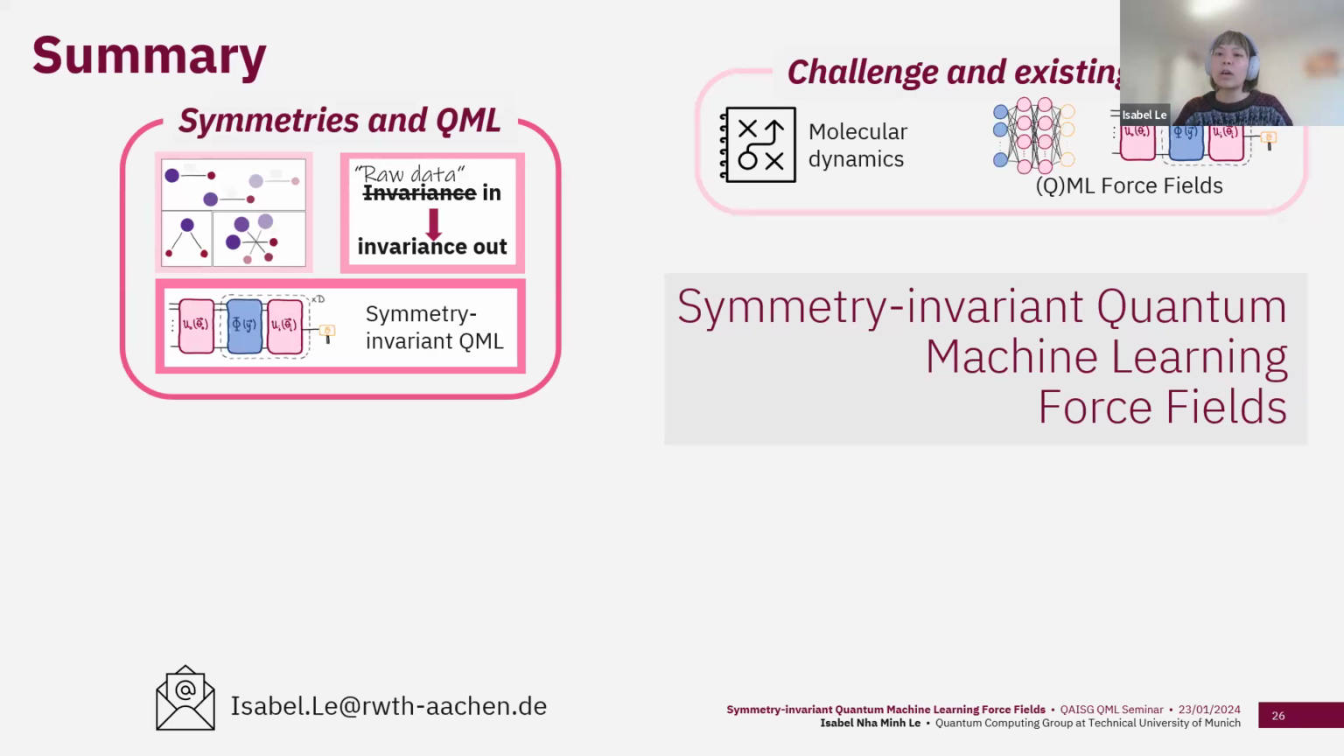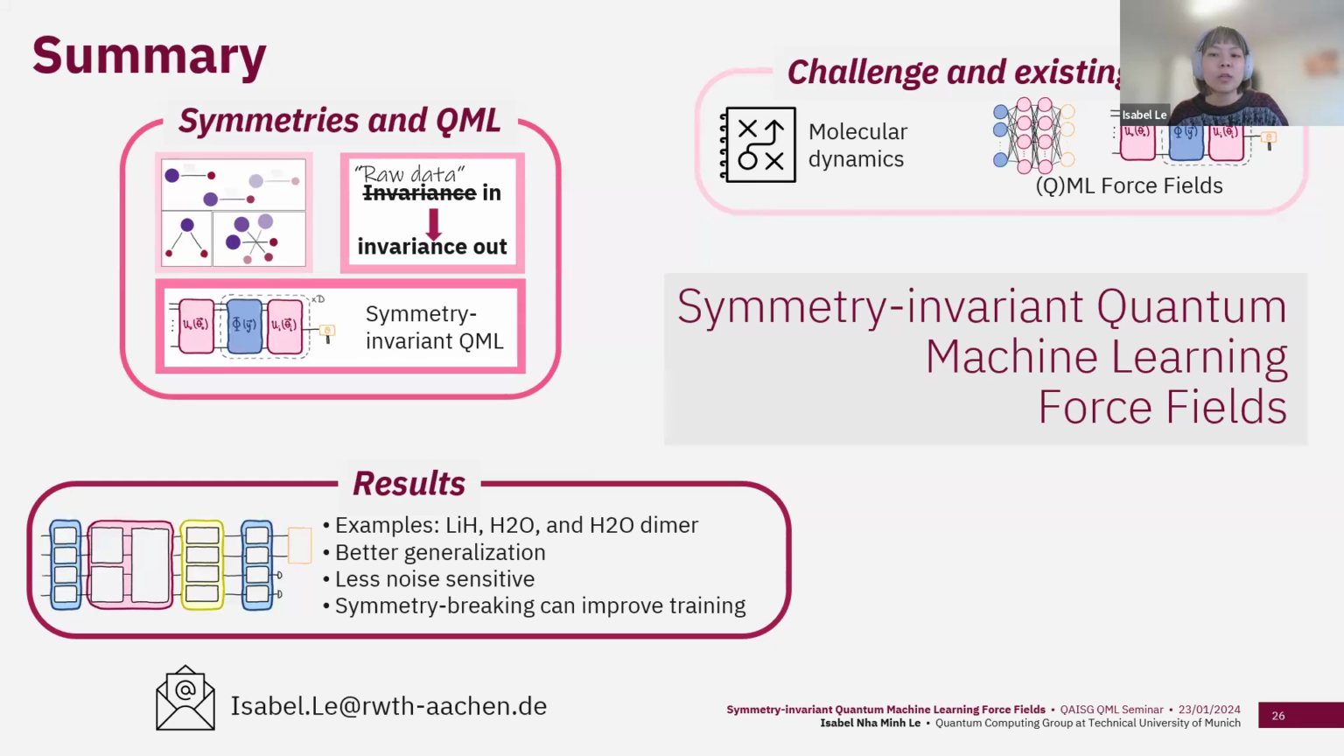And in this talk, we are focused on including the symmetries in the quantum model by design. I've shown you symmetry-invariant quantum learning models for the example of lithium hydride, water, and water dimer. And we could see numerically that these symmetry-invariant models show better generalization properties than the generic quantum models, and that they are less noise sensitive if the reference data is a little bit noisy. Furthermore, we observed that actively breaking the symmetry can lead to better training.